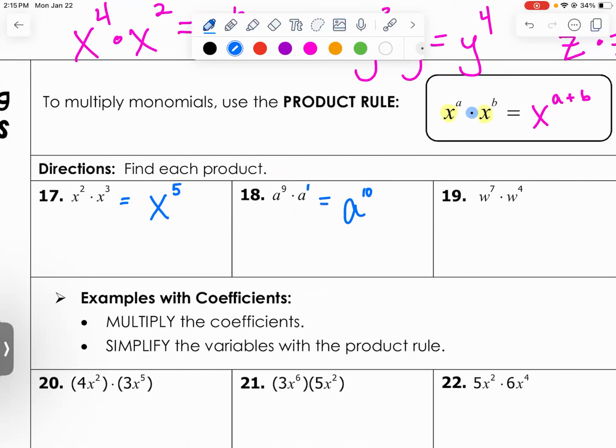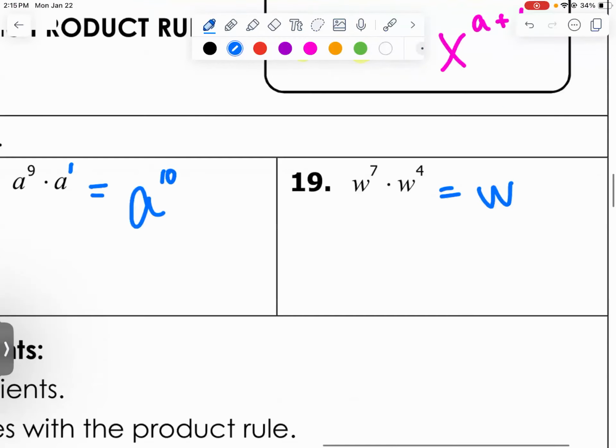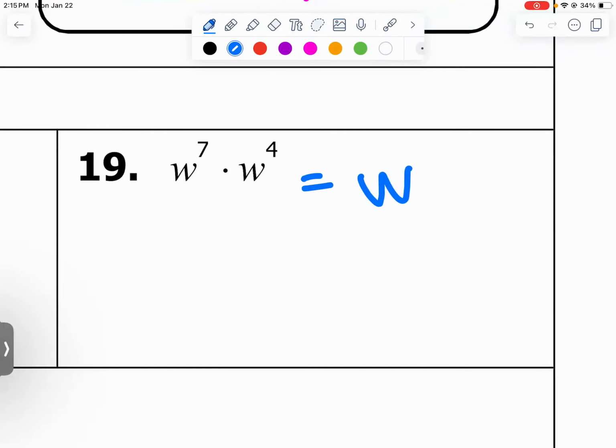Okay, you and your elbow partner whisper to each other what the exponent is going to be for W on number 19. Okay, Connor, what's the exponent? 11. Okay, now you can do this all day, couldn't you?